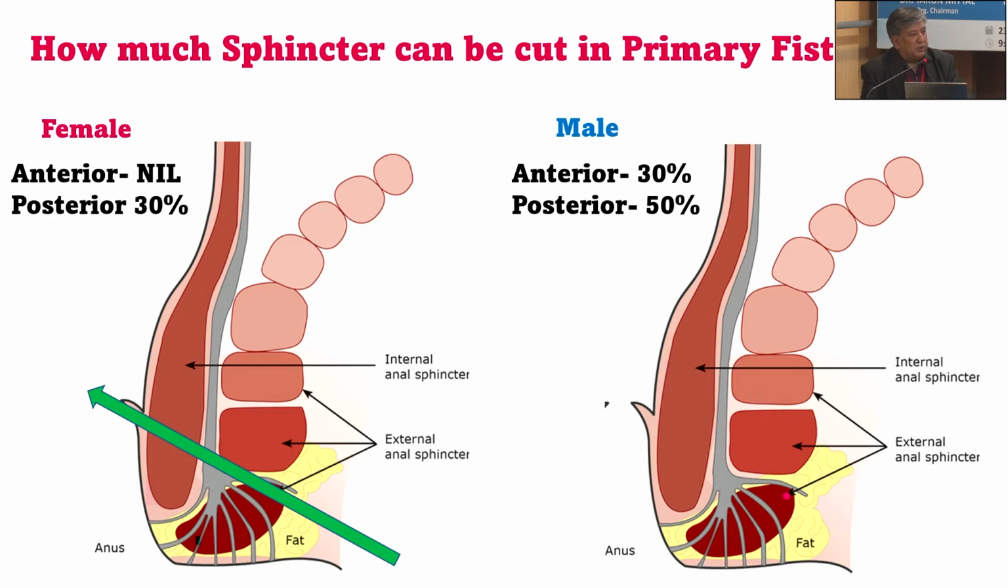So, how much muscle can be sacrificed? Anteriorly in females, nil. Posteriorly 30%, anteriorly 30%, posteriorly 50% in males. But remember, if you are sacrificing it and closing it, you can go higher.